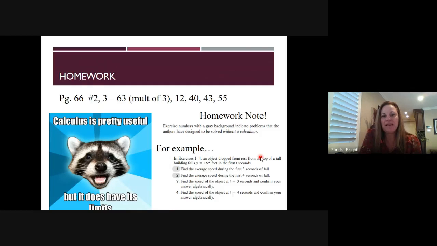Okay, one last little note about your textbook, this Pearson textbook. Exercise numbers with a gray background indicate problems that the authors have designed to be solved without a calculator. So when you go through and do your homework in this book, you'll notice that some of the numbers have gray little backgrounds behind them and some of them don't. If they do have a gray one, those are expected to be done without a calculator at all. And the ones without the gray, they expect you to use the graphing calculator.